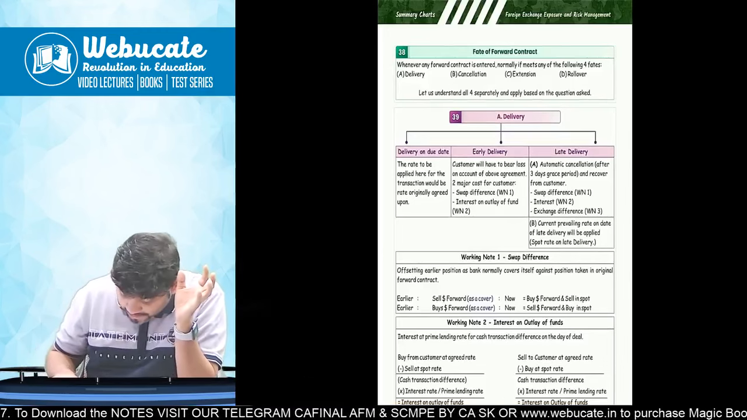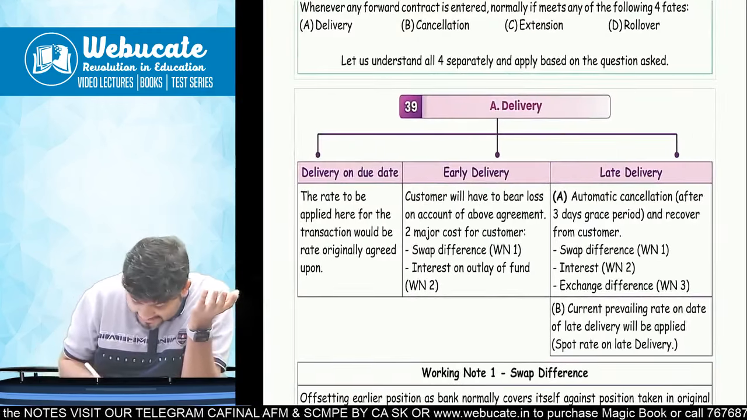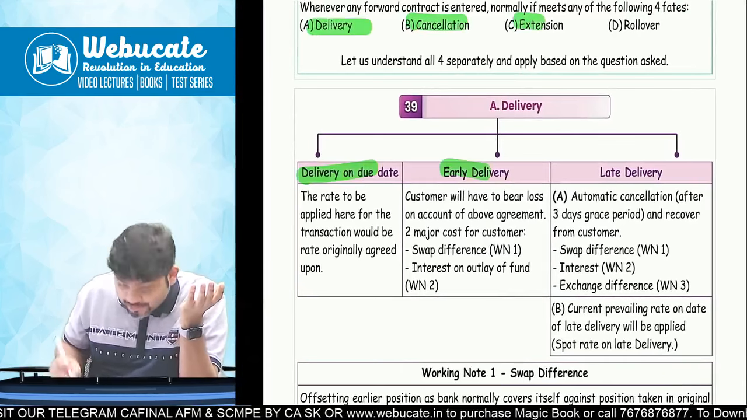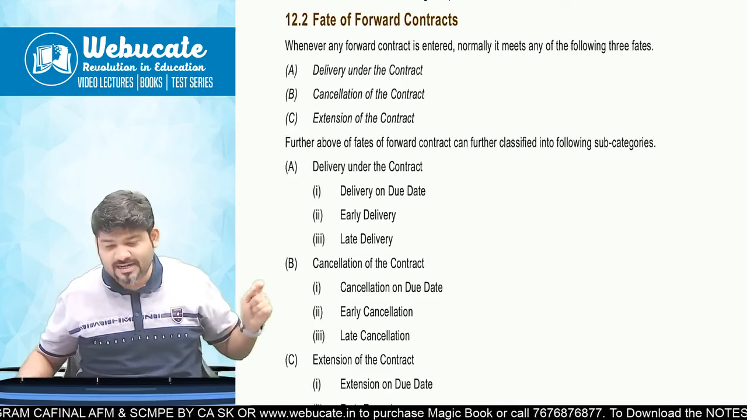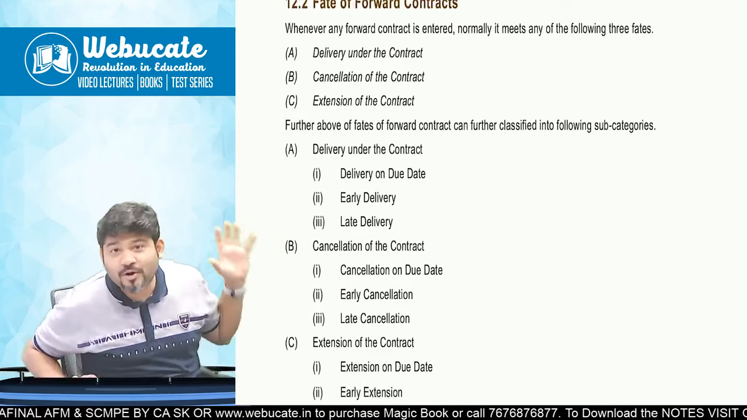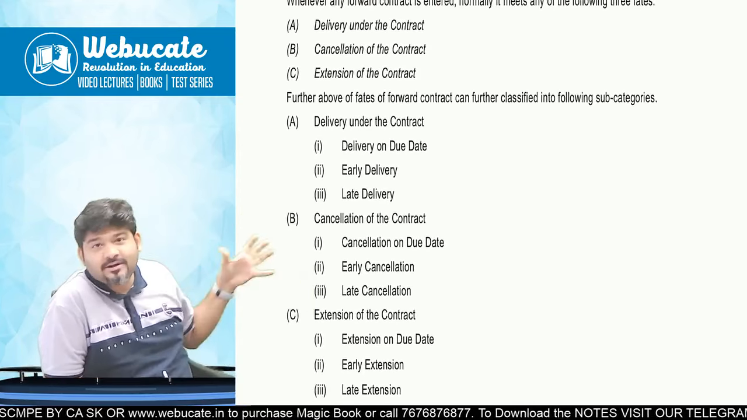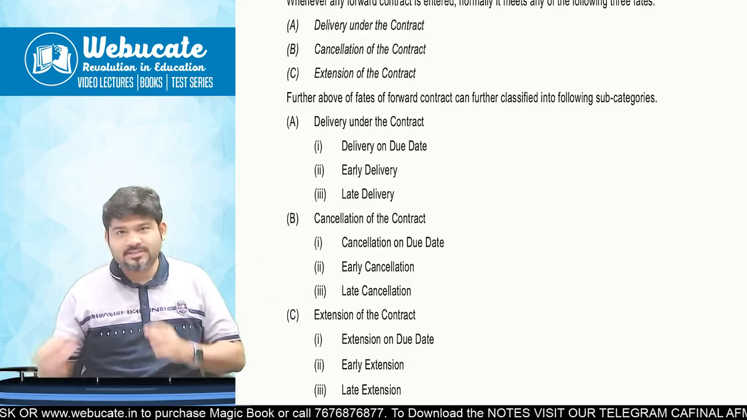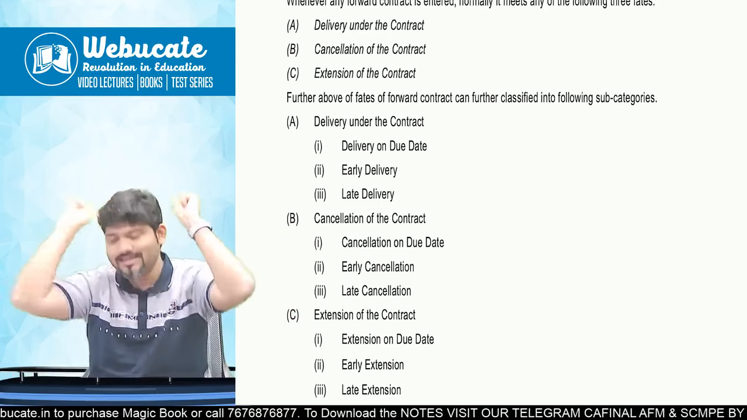Today we are going to do the whole fate of forward contracts, which includes everything. If you open your magic book, we will connect a little with the magic book also: the deliveries, the cancellations, the extensions, the delivery on due date, early delivery, late delivery, all of that. And all questions that I'm going to do are going to be from your ICAI module, because that's where ICAI asks the question related to fate of forward contracts from. So all I want is book, pen, that's it, and your full concentration.